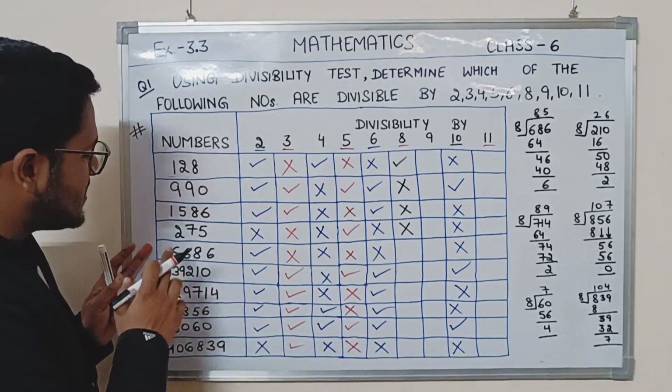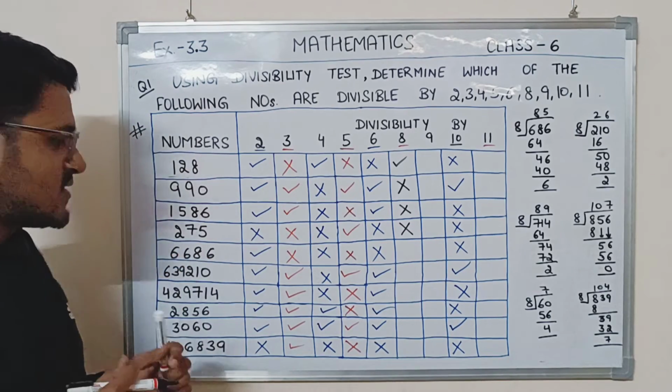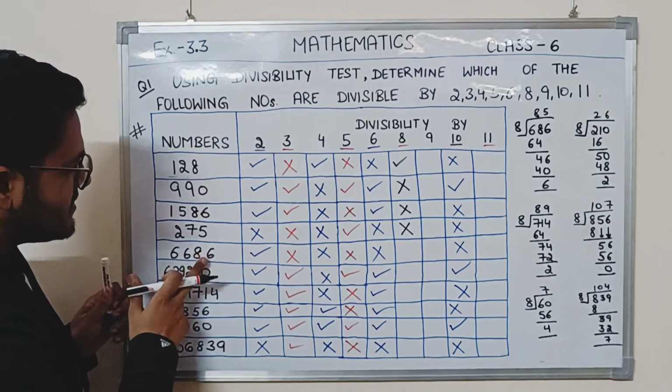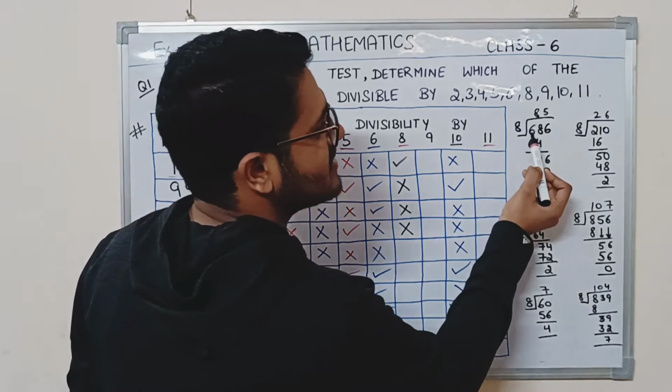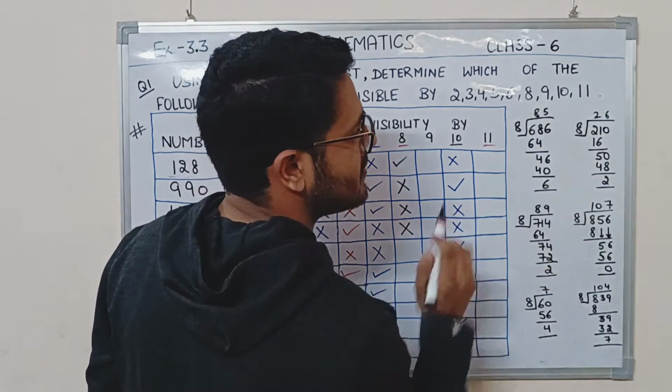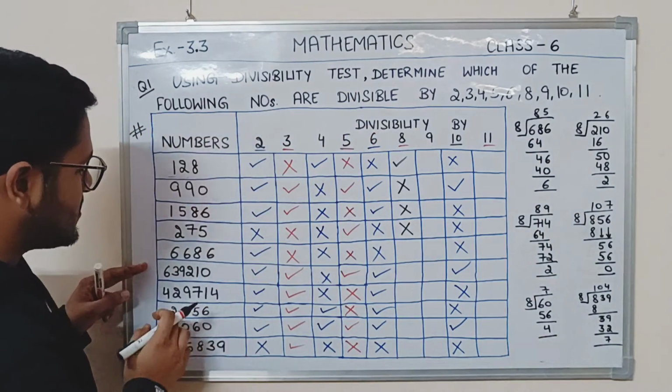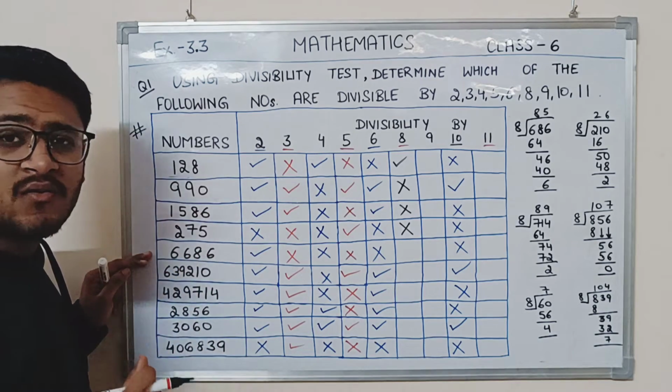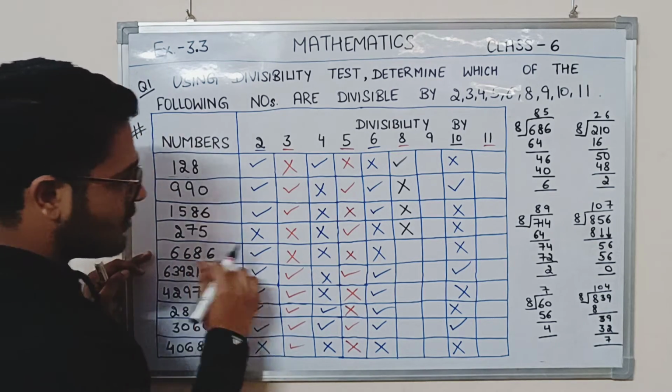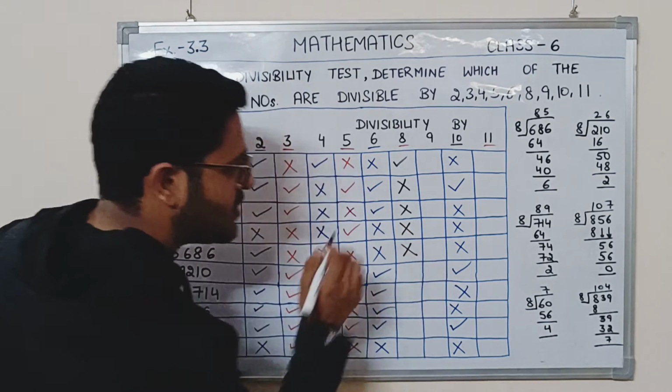So next is 6686. The last three digits will be 686. Now let's divide 686 by 8. We get a remainder of 6, which means 686 is not divisible by 8. Therefore this whole number is also not divisible by 8.